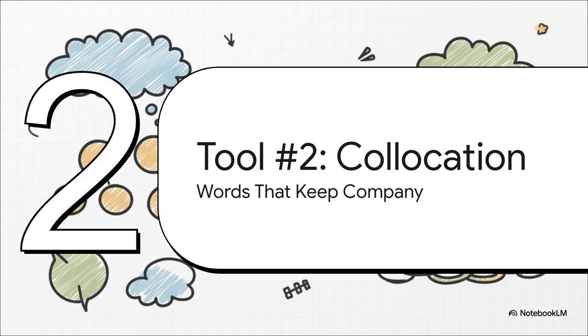All right, toolkit time again. Let's grab our second major tool, which is collocation. This one is all about words that just go together. We expect to find them in the same neighborhood. They're not synonyms, they're not opposites, they just hang out. And your brain is already a master at spotting these pairs.